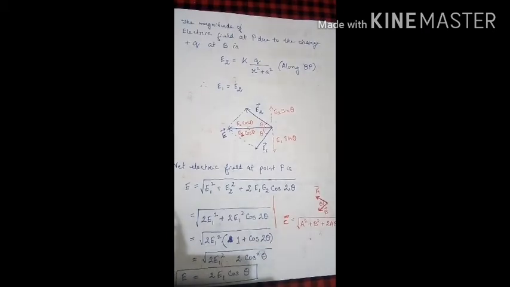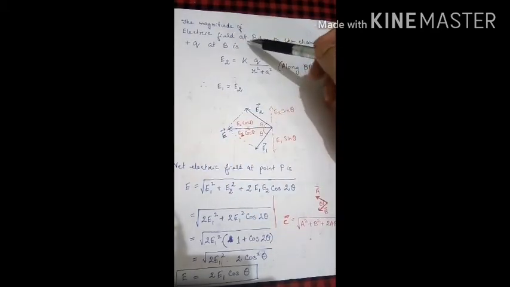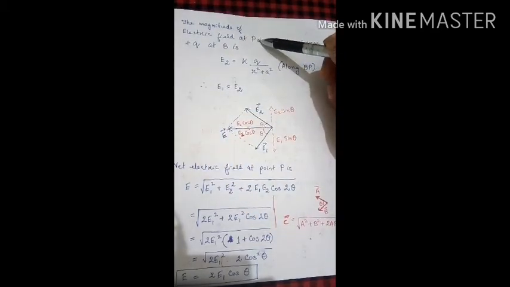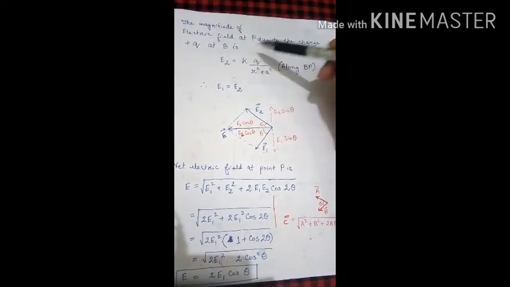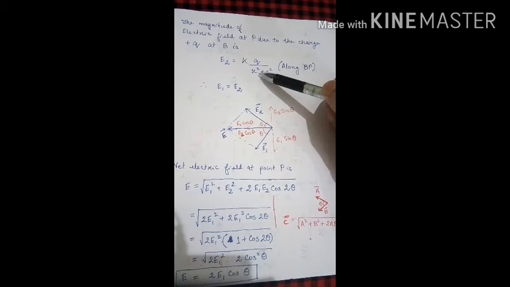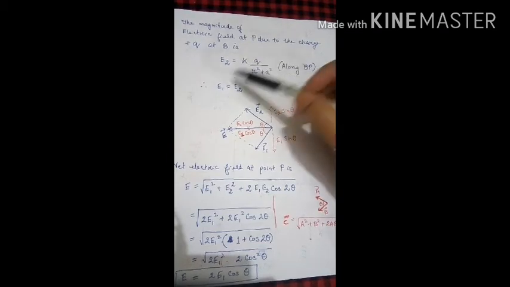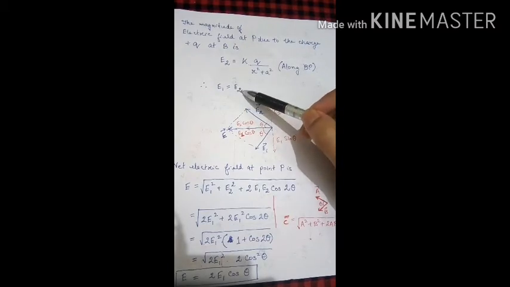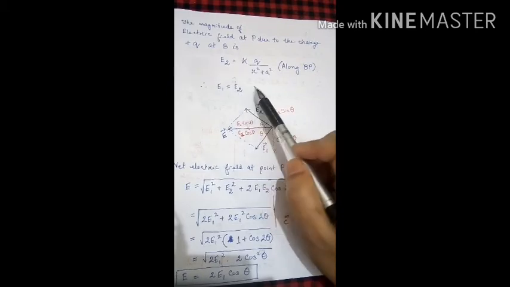Similarly, we can also find the magnitude of the electric field at P due to the charge plus Q, which is at a point B. So we have calculated the electric field intensity at a point P due to the charge plus Q at the point B as E2, which will be equal to KQ divided by the distance square. What will be the distance? It will be similar here, so we can write r square plus a square. Now what we have seen is the magnitude of E1 and E2 is the same. So we have written here E1 is equal to E2. We have written this in terms of magnitude.